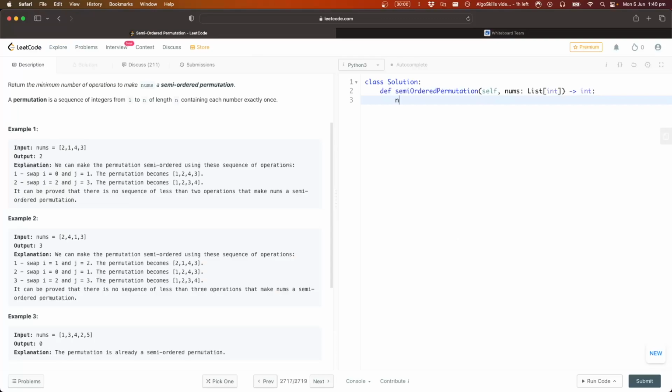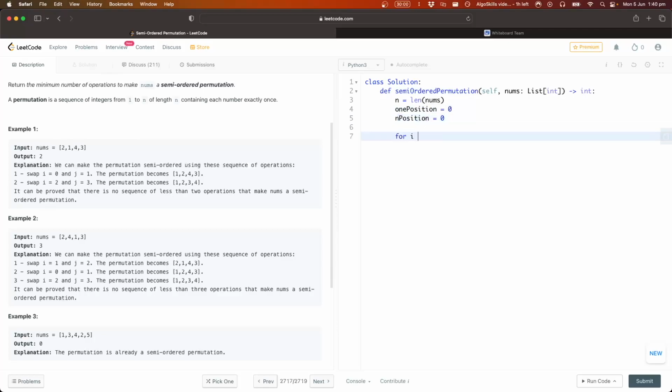So we'll start with just declaring n, because it's just going to make our code a bit neater. So I'm going to call n equals length of nums, and then I'm going to have a variable called 1 position. I'm going to initialize that to 0. That's just going to hold the position of 1 when we find it, and then I'm going to have n position, which is going to be 0, and that's going to hold the position of n when we find it.